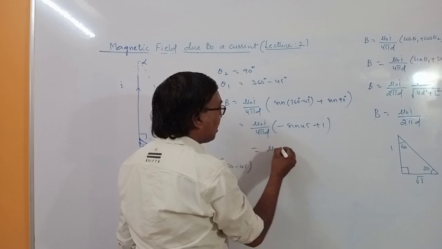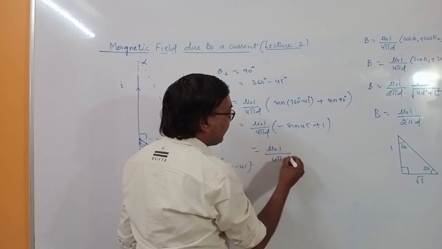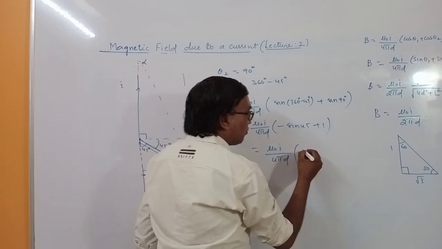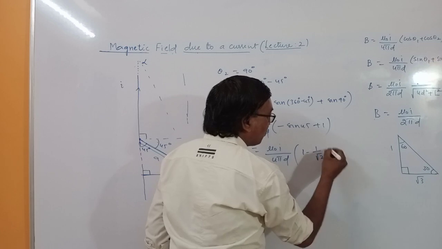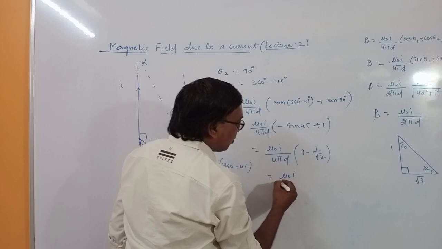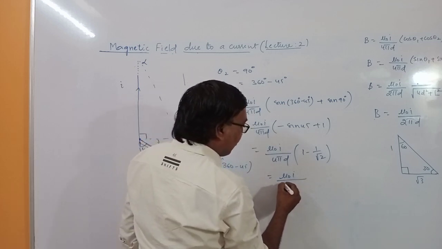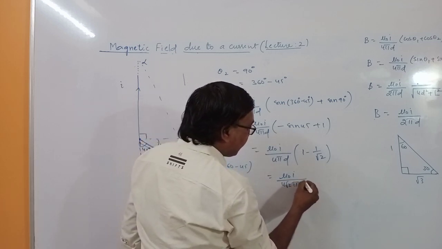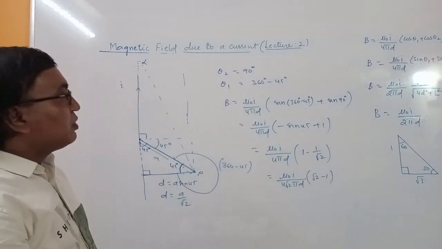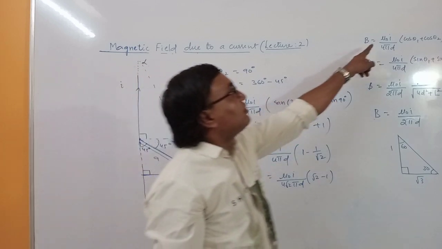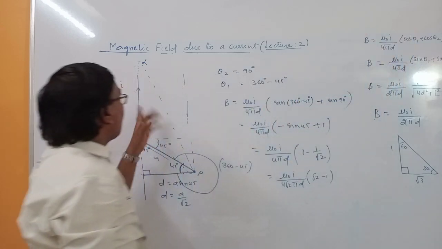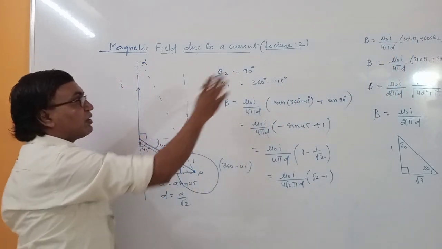So mu naught I by 4 pi d into sin 45, which is 1 by root 2, so 1 minus 1 by root 2. If you want more simplification, you can write mu naught I by 4 root 2 pi d into root 2 minus 1. Now suppose you want to use the other formula; you can use that also. This formula will be easier for this problem.